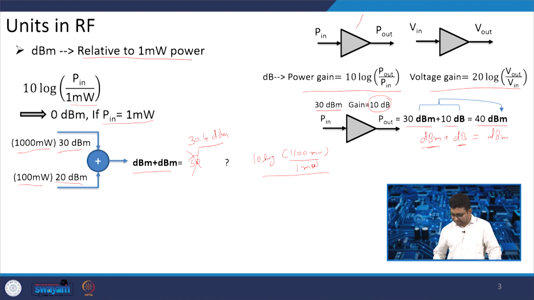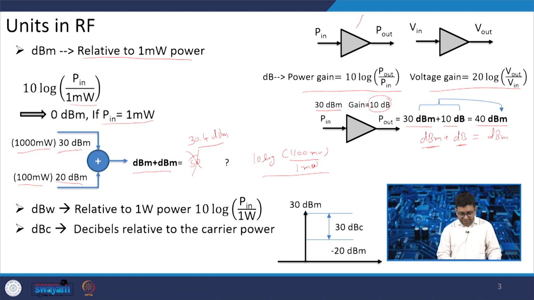There is one more quantity, that is dBW. This is mostly used for very high power applications. In the previous unit we considered power with respect to milliwatt, but if there is a very high power in terms of watt, then with respect to 1 watt of power, dBW is used. And another unit that is widely used is dBc, that is, decibel relative to the carrier power.